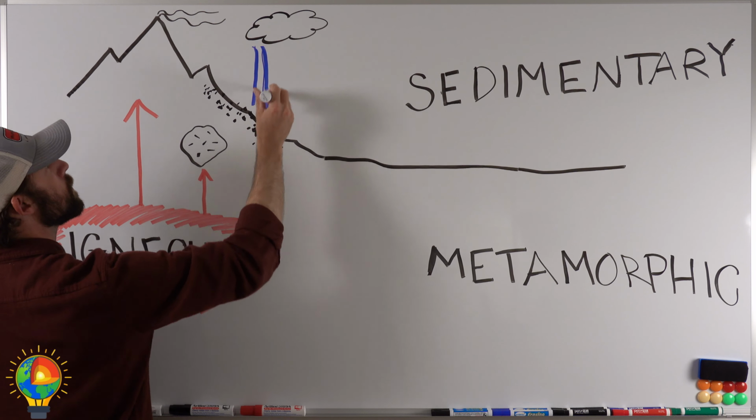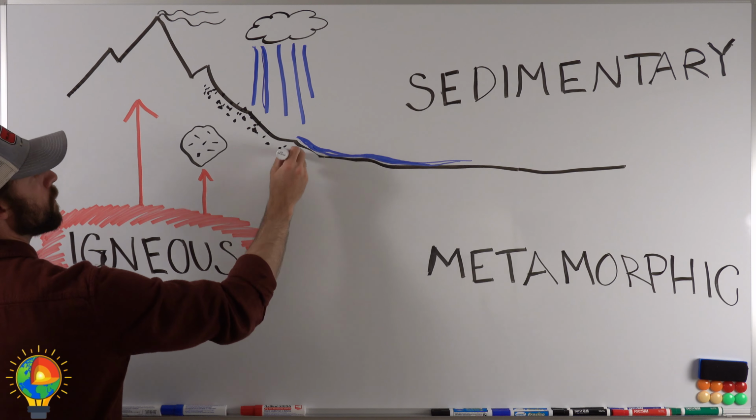Sedimentary rocks form when other rocks are broken down into pieces. Those pieces are then transported elsewhere and deposited, usually in layers. These layers are then buried deep underground, and the overburden pressure hardens them in a process called lithification.